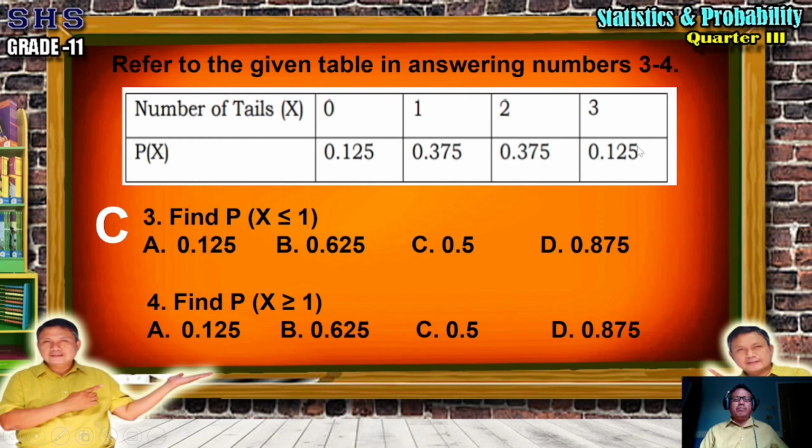Kanina meron na tayong 0.5. I-add na lang natin ang 0.375 sa 0.5 and what is the sum? Okay, very good. So the correct answer is letter D. So we have 0.875. Okay, so that is letter D.